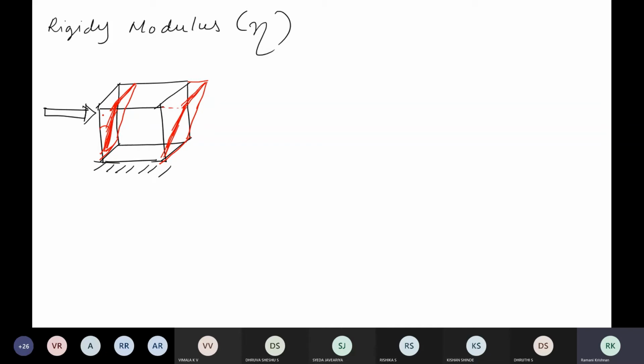Let L be the length of the cube. We are saying the body has got sheared. Shearing means the body has got tilted, the body is turning. So rigidity modulus is used in places where the body is getting twisted, like a torsional pendulum.